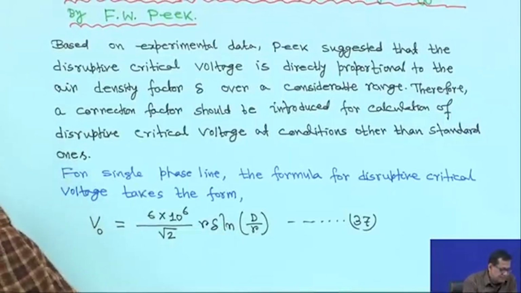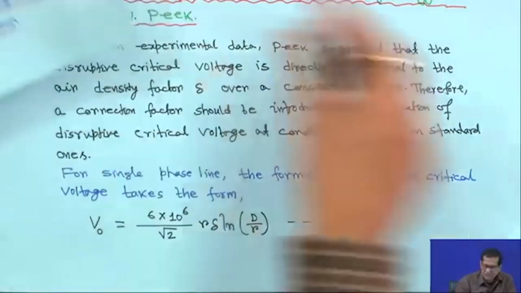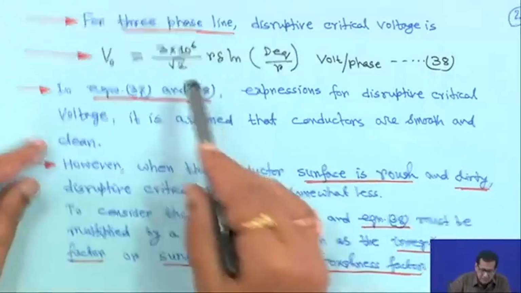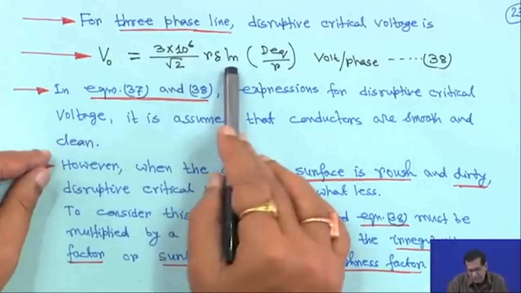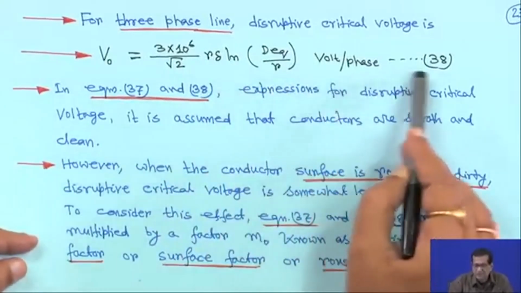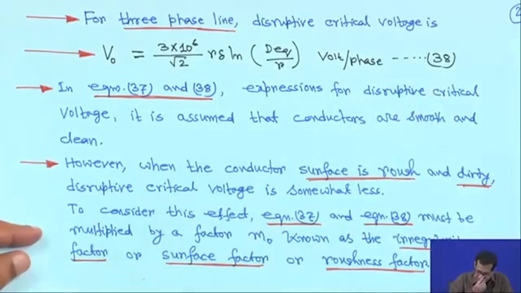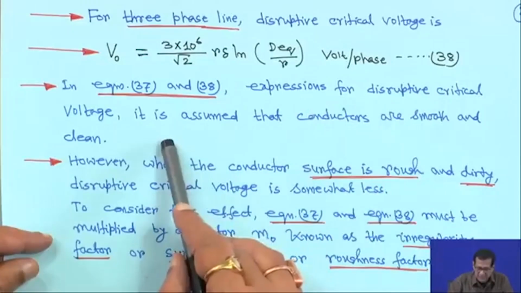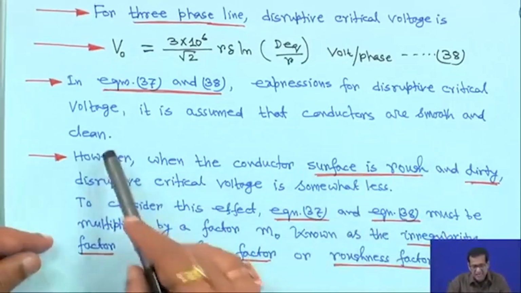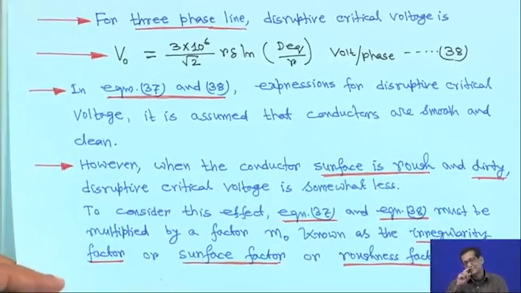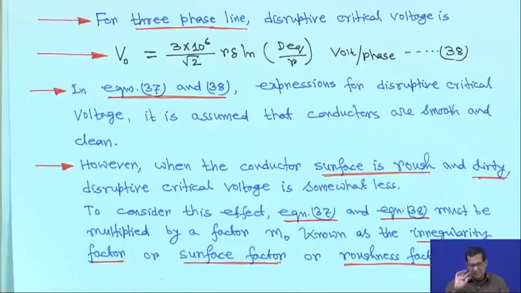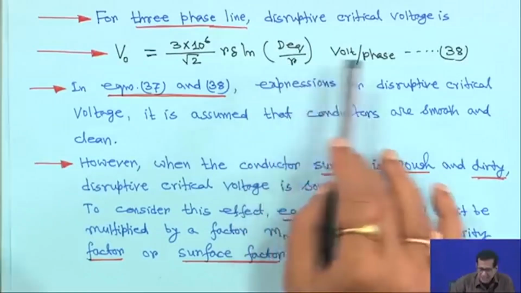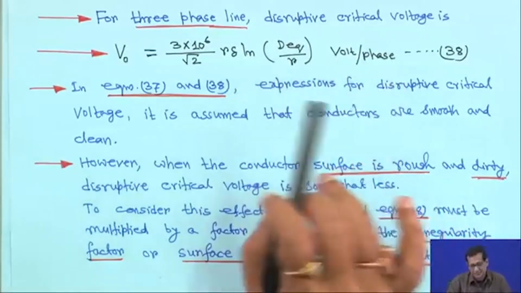For 3 phase disruptive critical voltage, same thing, that RMS value, V0 is equal to 3 into 10 to the power 6 by root 2 R delta ln dq upon R volt per phase, equation 38. Now, in equations 37 and 38, for the expression of disruptive critical voltage, it is assumed that the conductors are smooth and clean, that is, the surface is smooth and clean, no dirt, nothing. This is for 3 phase, and equation 37 is the same thing for a single phase line.